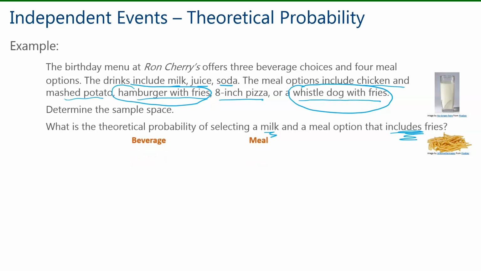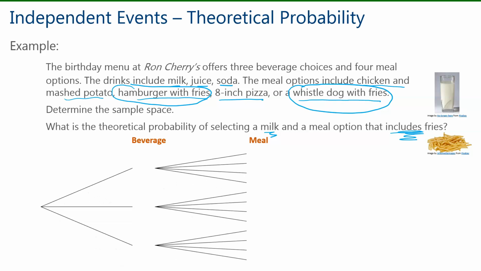Let's get our sample space using a horizontal tree diagram. For my beverage, I have 3 possibilities: milk, juice, soda. I have 4 branches coming out of each of those because we have 4 possible meal options. And I've abbreviated these as well. CMP for chicken and mashed potato, H and F for hamburger with fries, P for the 8-inch pizza, and WDF for the whistle dog with fries. So we have those 4 possibilities for our milk, those 4 possibilities if served with juice, and the same 4 possibilities if served with soda.